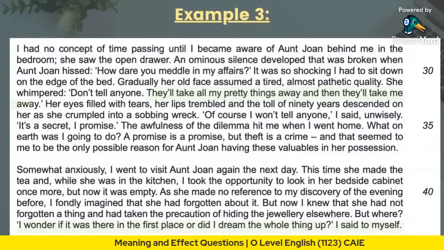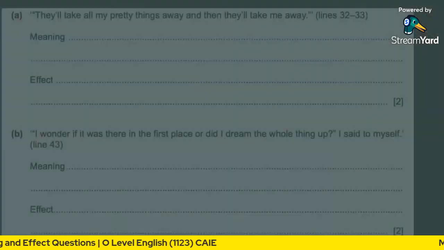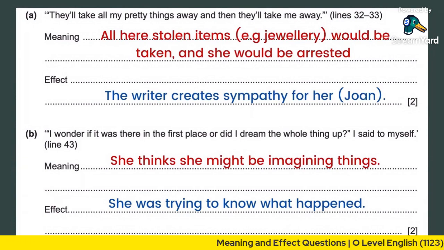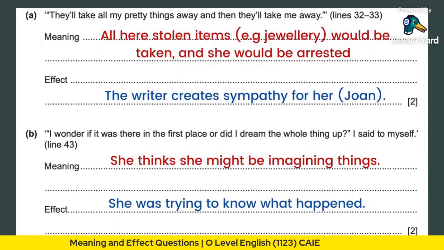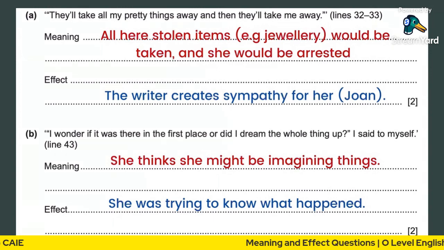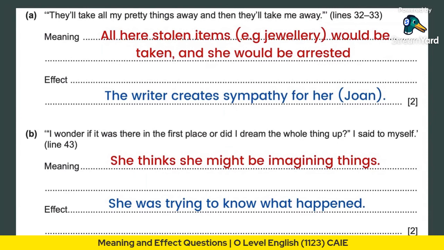Moving on to the third example, do pause the video and read it. Before talking about the question, note that this passage is related to someone stealing something. The first part says, they will take all my pretty things away, and then they will take me away. This simply means that all her stolen items would be taken and finally, she would be arrested as well. The purpose of this phrase is to create sympathy for her. Or you can say that it creates a sad effect.